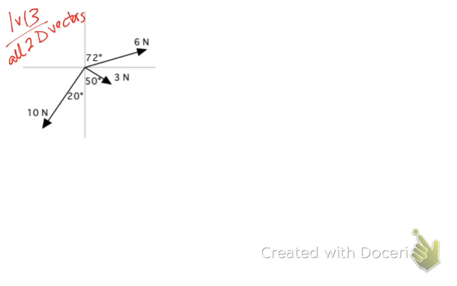So here's 6. Here's 3. And there's my 10. 6 newtons, 3 newtons, 10 newtons. Now, I'm going to draw my resultant, and I'm going to draw it from where I began to where I ended.